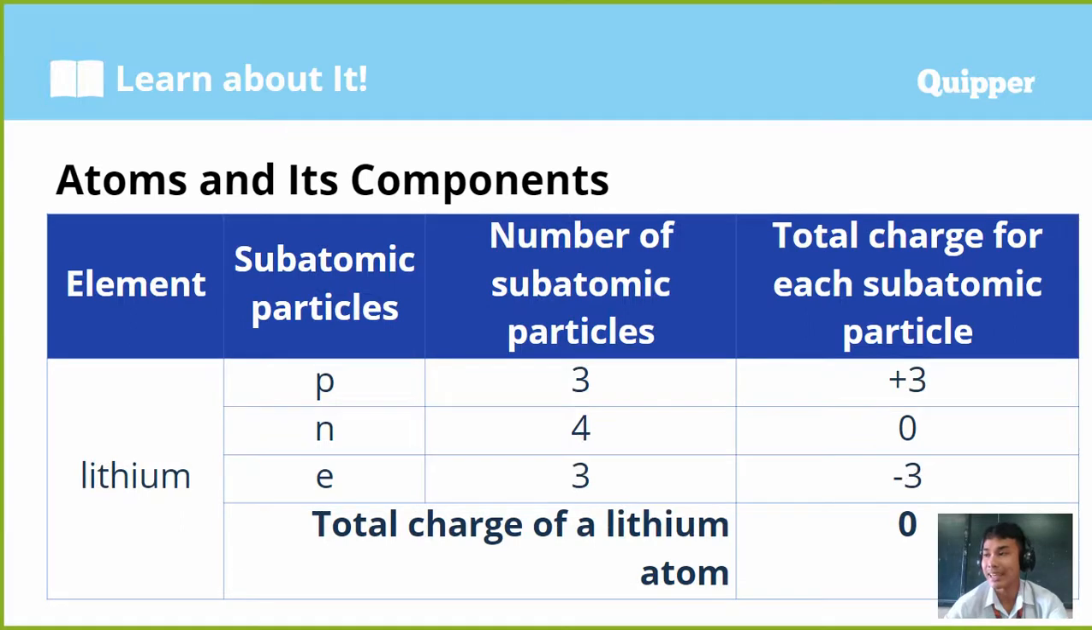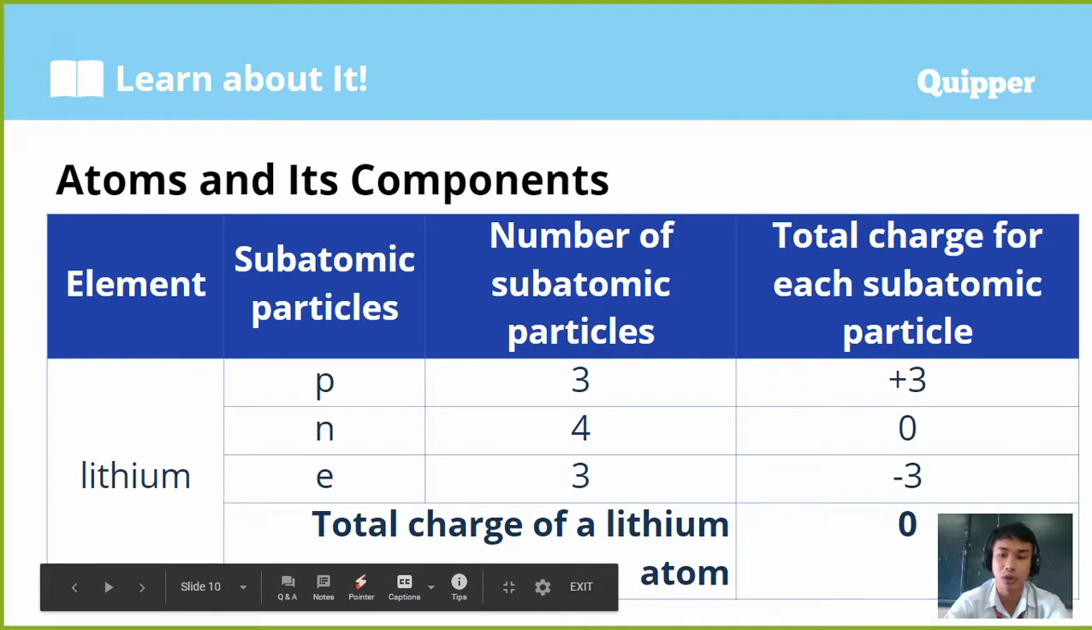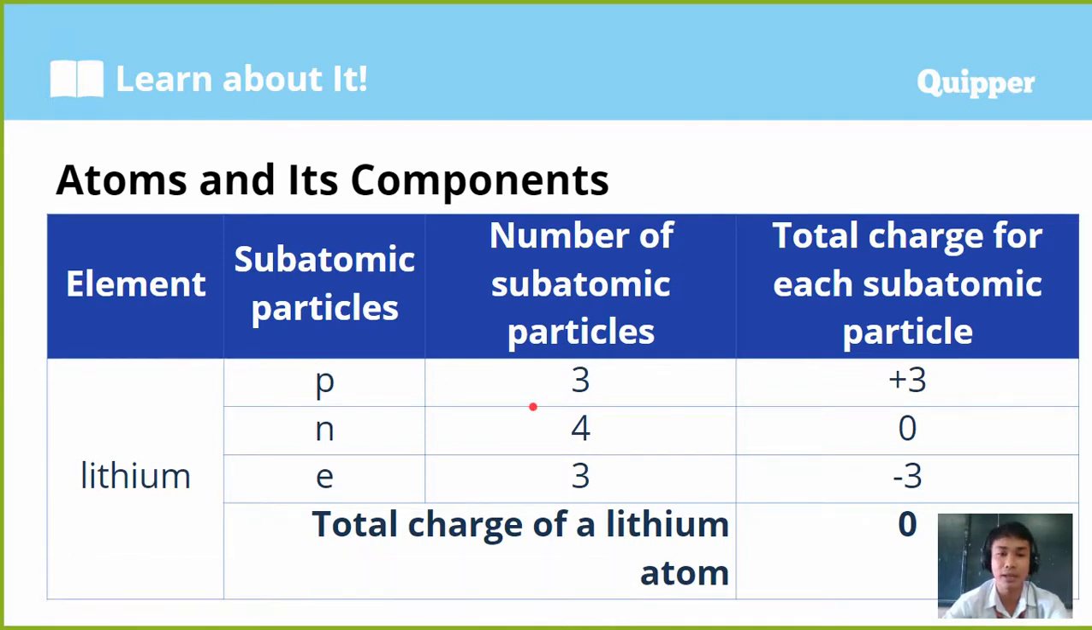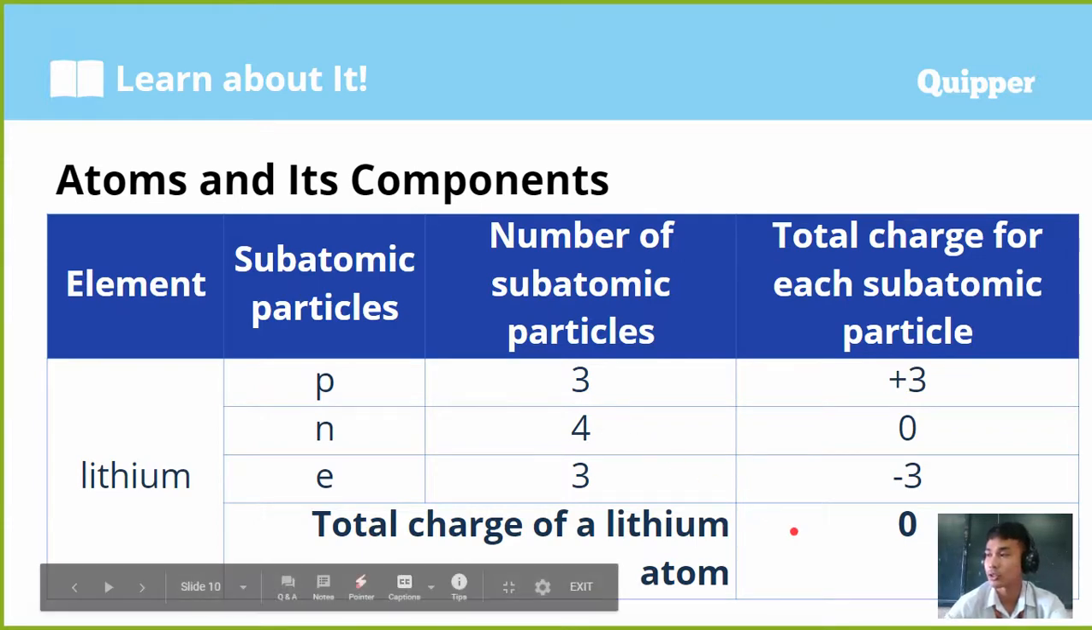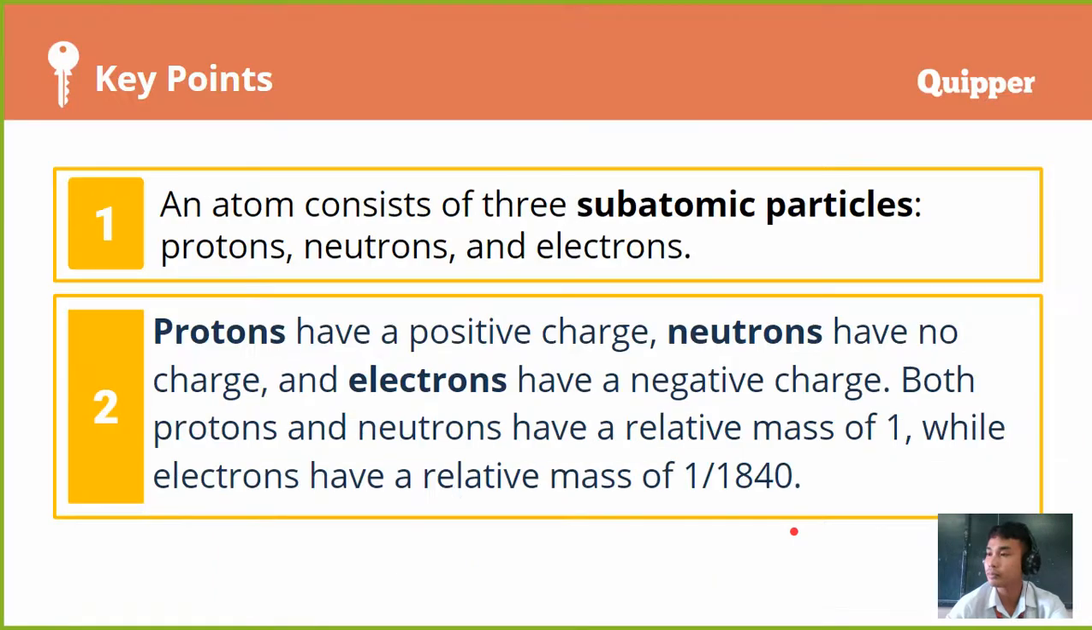But in the case of lithium, the neutron number is different. So don't be confused with the number of neutrons. It does not always have to be the same. Though some are the same, some are not the same as the number of protons and electrons. Okay, so for our key points, remember the subatomic particles: P, N, and E.